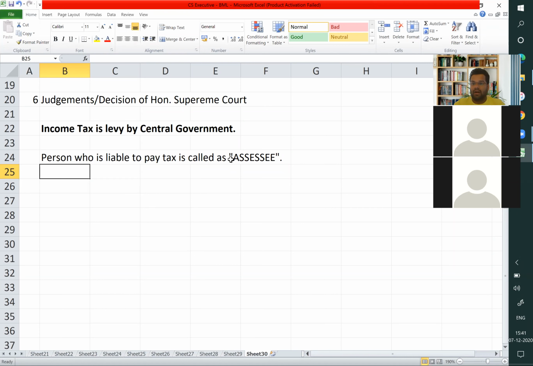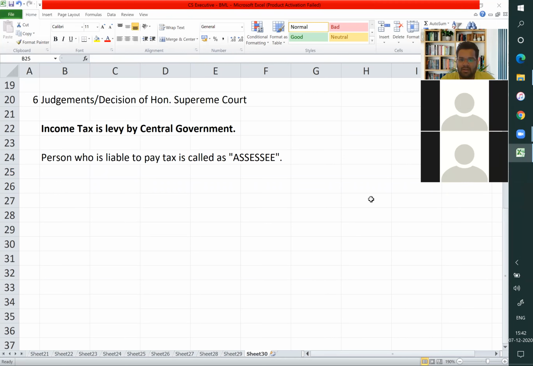Now, don't be surprised if in income tax I keep on saying assessee. Person liable to pay tax is called as assessee. Let's go ahead. Then in income tax, you're going to come to the concepts of previous year and assessment year.